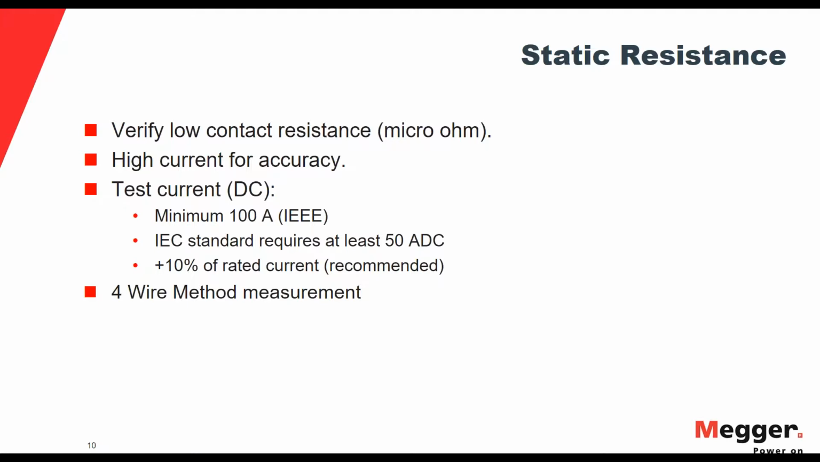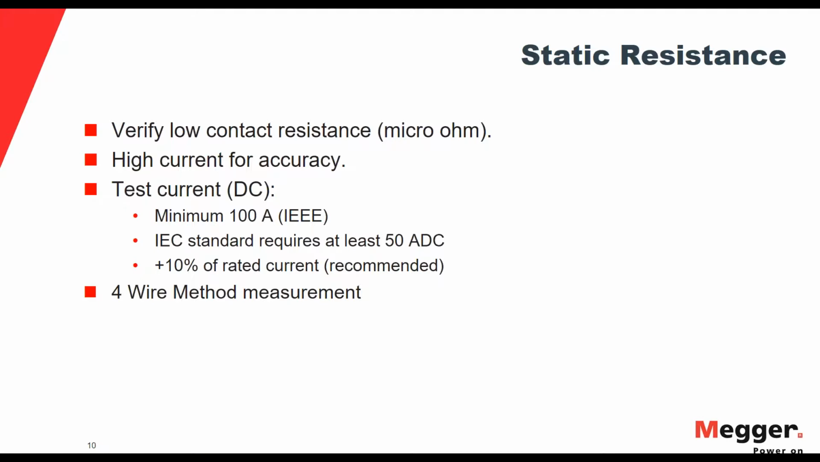And it verifies that the contact resistance is very low, usually in the micro ohm range. In order to measure a resistance in the micro ohm, you need to inject high DC current. By standard IEEE and IEC, the minimum current that you can inject is actually 50 amps per IEC, or even 100 amps by IEEE. Some people even recommend that you inject 10% of your rated current for the circuit breaker, the AC rated current.